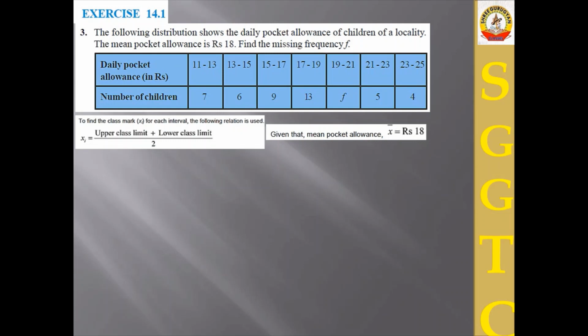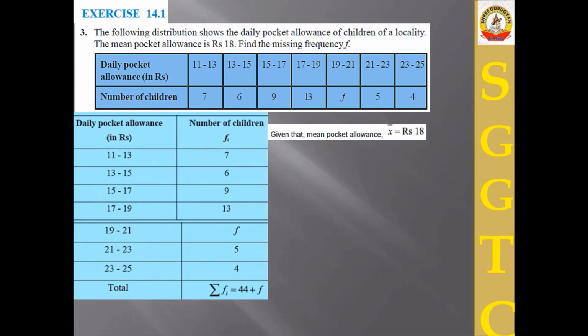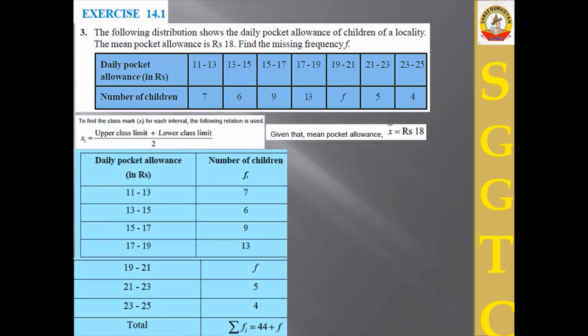So the missing frequency question, 19 to 21, f is missing, so don't worry, the method is the same. Daily pocket allowances and number of children. If you add all 7 plus 6 plus 9 plus 13 plus f plus 5 plus 4, you get 44 plus f. It indicates sigma fi.